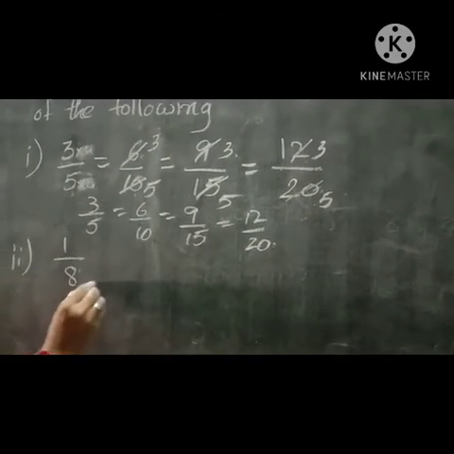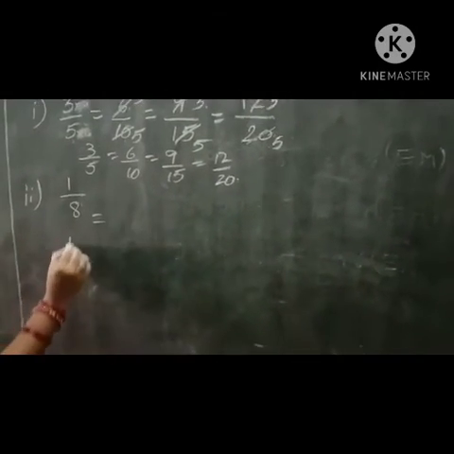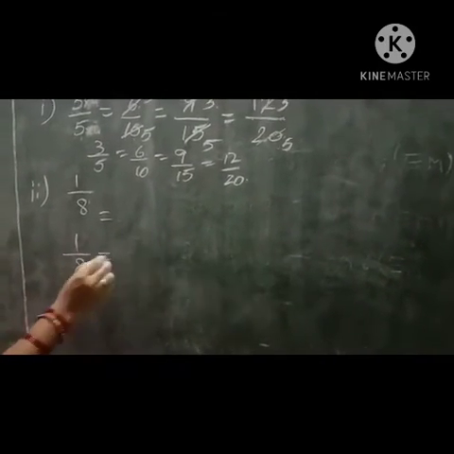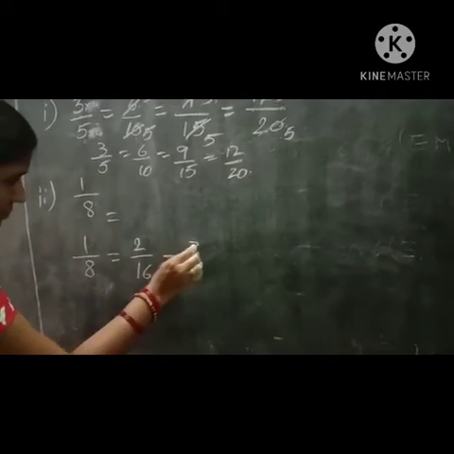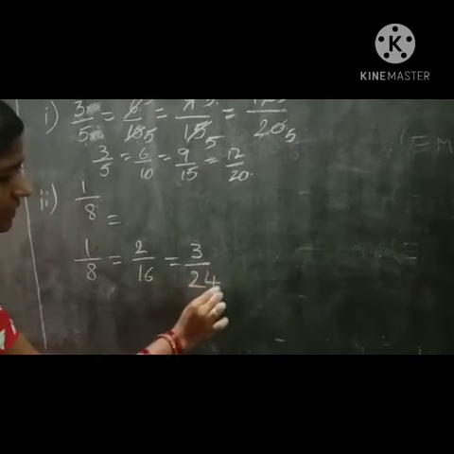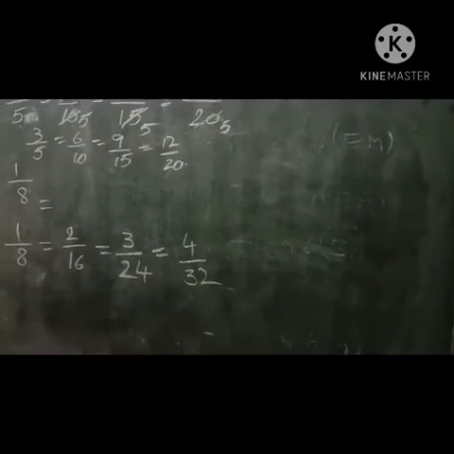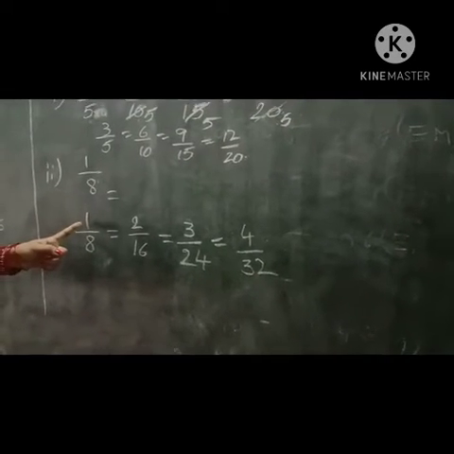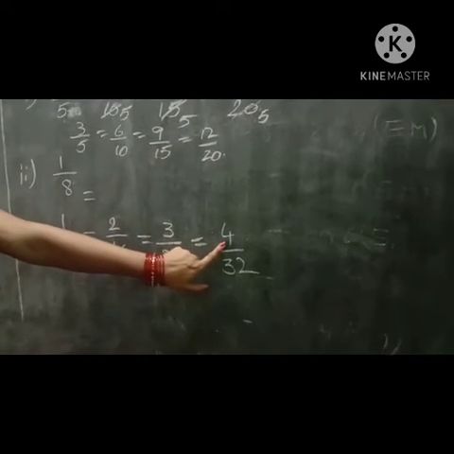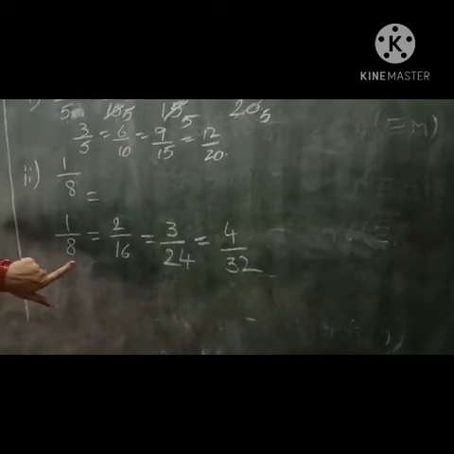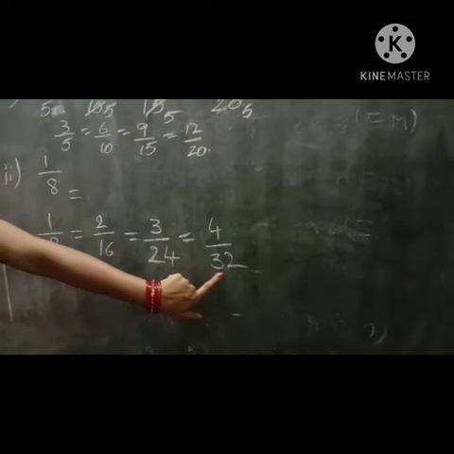Okay children, now see the next question. Second one, 1 by 8. Here I am writing again. 1 by 8 equals 2 by 16 equals 3 by 24 equals 4 by 32. See children, this is a table. 1 1s are 1, 1 2s are 2, 1 3s are 3, 1 4s are 4, 8 1s are 8, 8 2s are 16, 8 3s are 24, 8 4s are 32.